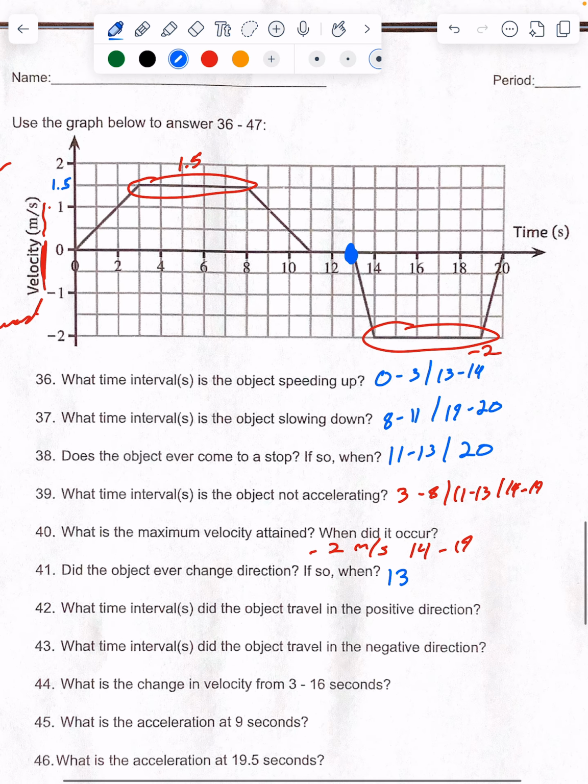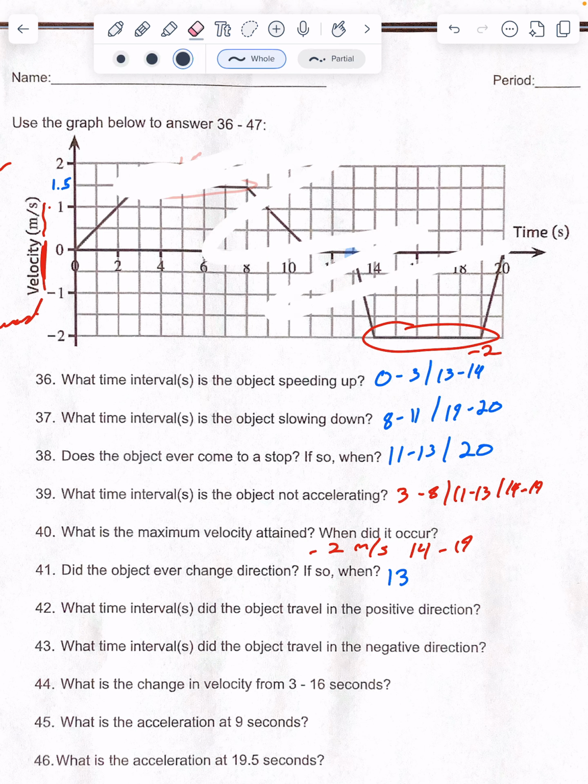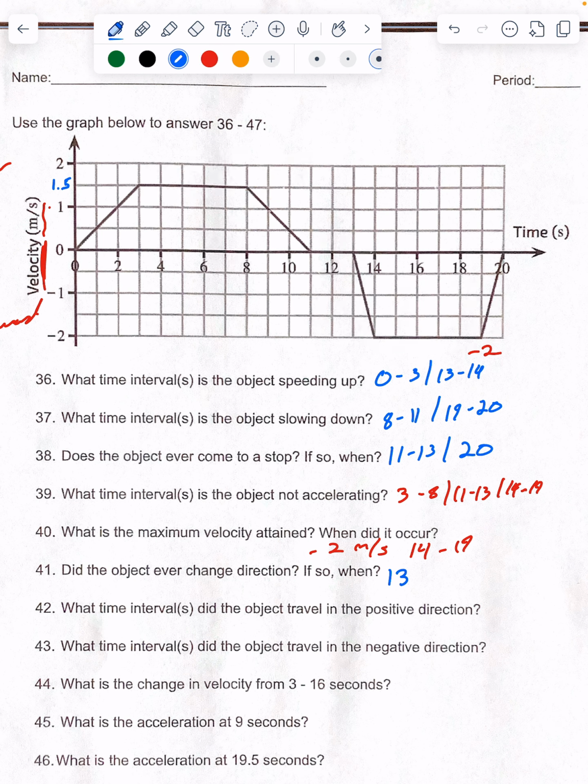Okay, 42. What time intervals does the object travel in the positive direction? Let me clear this up, so be careful with this. It does not mean just look for lines that are going up. You just want to look for when you are above the x-axis. Don't make this harder than it is. That is it right there. So you would just say 0 to 11 seconds. When is the object going in the negative direction? Anytime you're below. So that'd be 13 to 20 seconds.